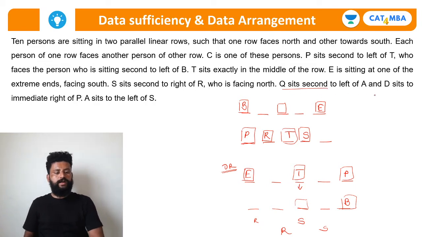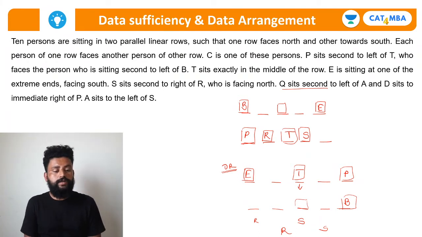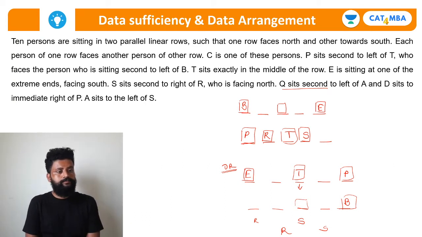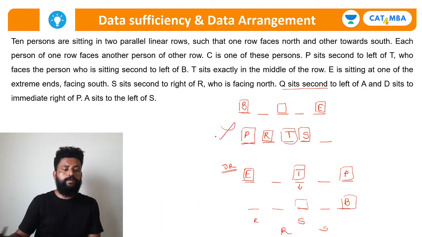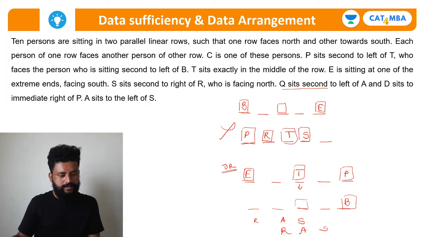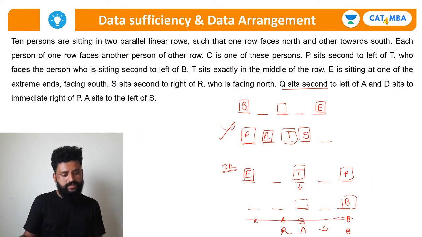Then Q sits second to the left of A. A sits to the left of S. The problem with this arrangement is A cannot be on the left. So this is not the case. So we can have these two cases. A here, A here. Here we have B. Then Q sits left of A. So if you go this way, Q cannot be left of A. It is not said to be immediate.